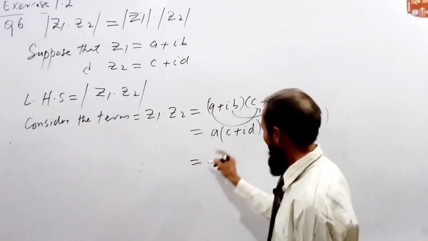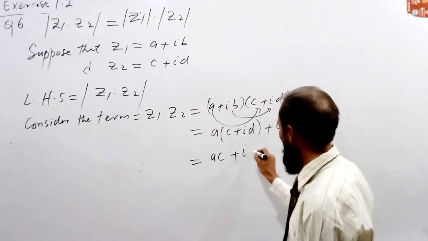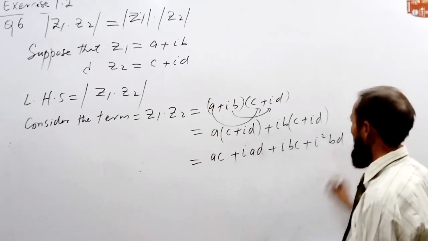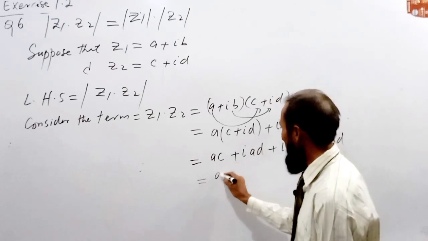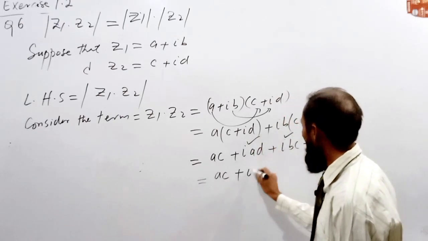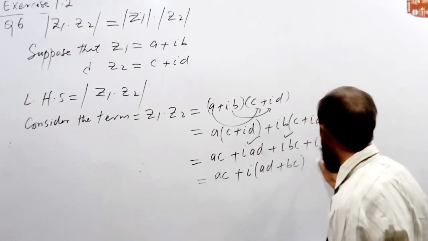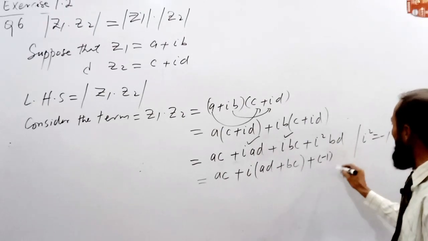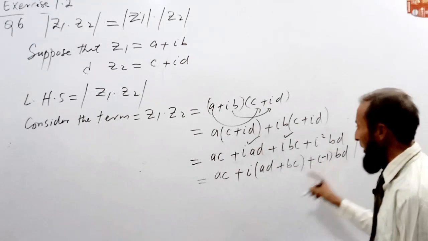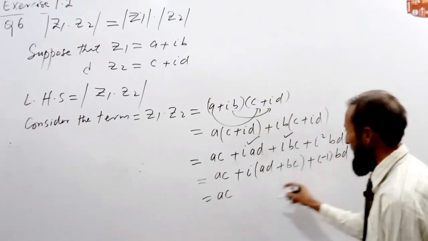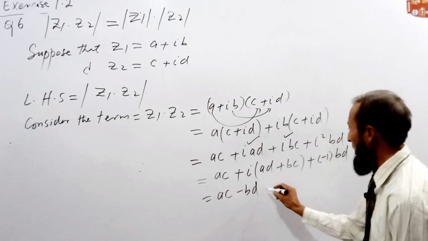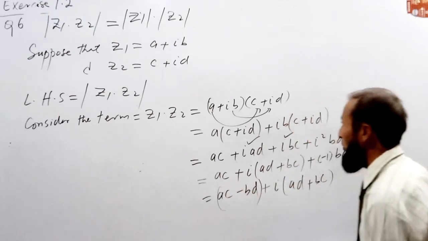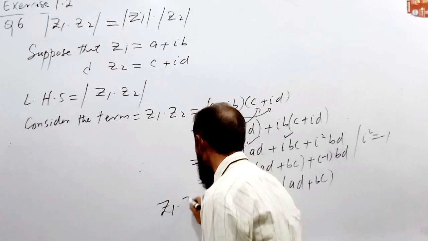Now open the brackets. A multiplied by c, we get ac, plus iota AD, plus iota BC, plus iota square BD. Now simplify these terms: AC plus, here iota is common, so we can write iota times AD plus BC, but here is iota square. We know that iota square is equal to -1. In the place of iota square we put -1. So we can write AC minus BD, because these are the real part, plus iota times AD plus BC. So this will be the product of Z1 and Z2.